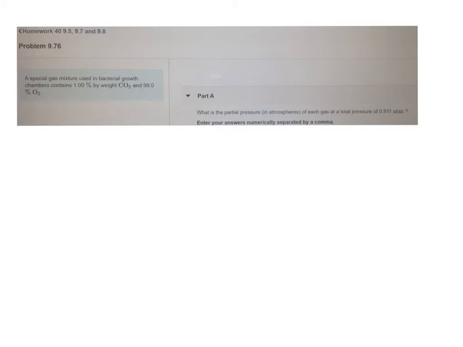A special gas mixture used in bacterial growth chambers contains 1% by weight carbon dioxide and 99% by mass oxygen. What is the partial pressure of each of the gases if the total pressure is 0.911 atm? They want us to use the mole fraction definition of Dalton's law here. That's a capital O for oxygen, by the way.